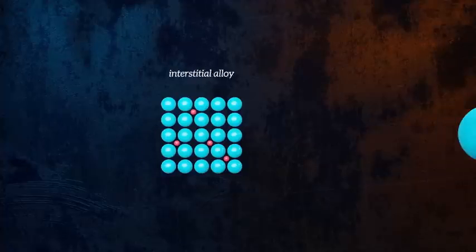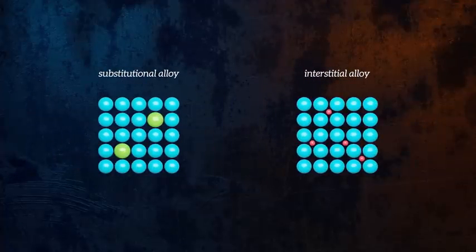The presence of alloying elements distorts the crystal lattice, which tends to impede the motion of dislocations, and so has a strengthening effect. This is called solid solution strengthening.